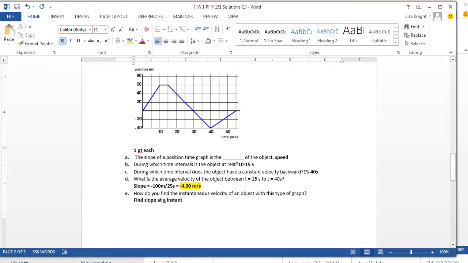All right, most people did fine on this. They knew that the slope of this graph was your speed or your velocity, and they were able to pick out where you were at rest and when you were moving backwards. And to calculate that speed, you just find the slope of that graph, because you just told me that the slope of it is speed, so that should be a negative slope. And so when you calculate that, you fall 100 meters in 25 seconds. And to find the instantaneous velocity, you would want to find the slope of a line tangent to the point in question.